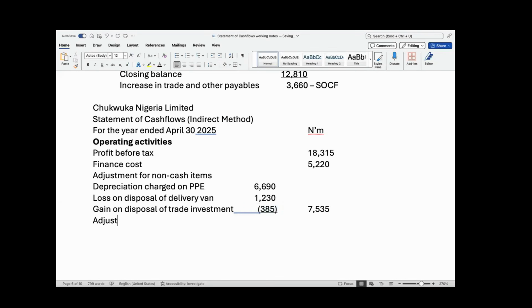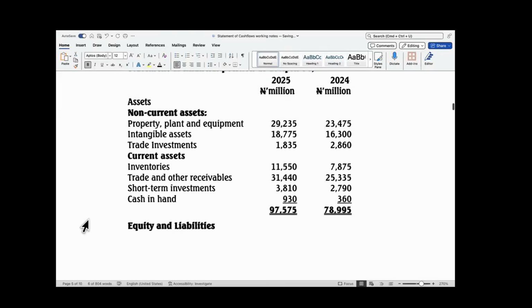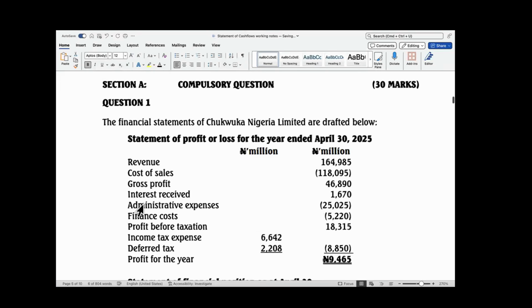And also, this one, the format chooses to call it adjustment for changes in working capital. I wonder why they choose to call it this, because all you are doing is making adjustment for non-cash items. We have already done the workings. We have removed all the non-cash items here in this admin, but in cost of sales and revenue, there are some non-cash items there.